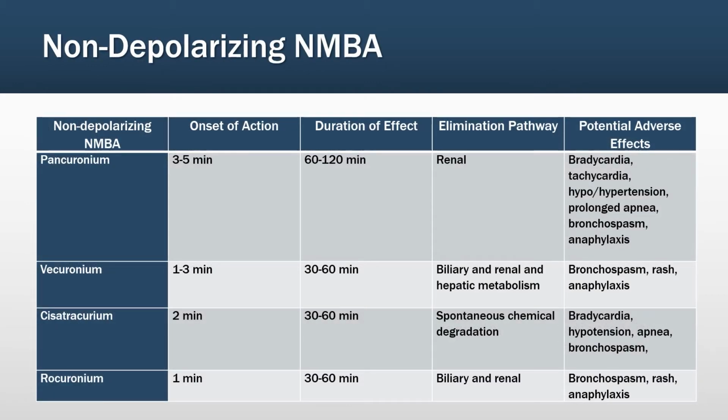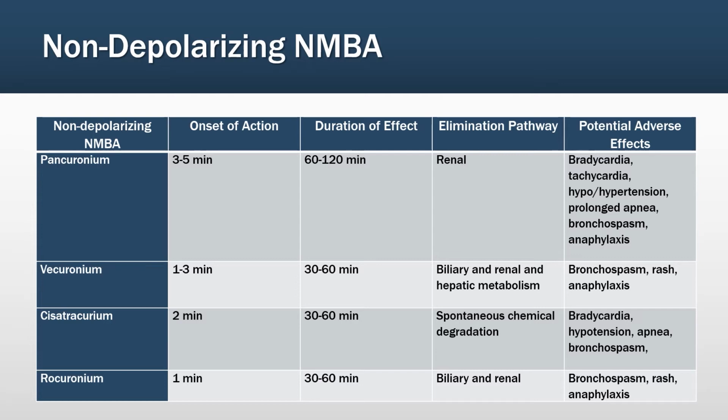Here's a table of the more common non-depolarizing NMBAs with varying pharmacokinetics and adverse effects. The choice of which medication to use is often based on this information. Pancuronium is no longer available in Canada, but it was a common choice in the past. Its cardiovascular adverse effects, however, make it less desirable now that newer formulations such as vecuronium and rocuronium have come along. These new medications do not cause tachycardia, but do have the potential to elicit a histamine response.